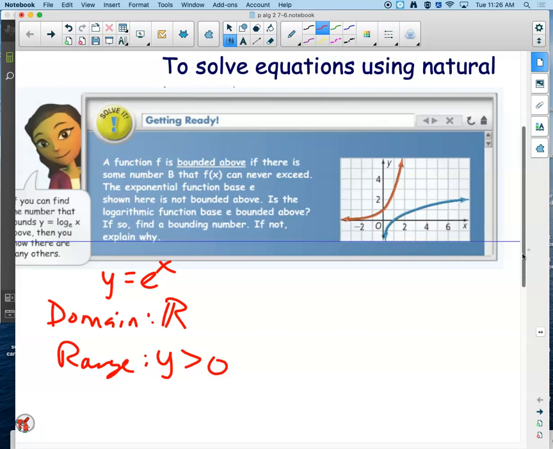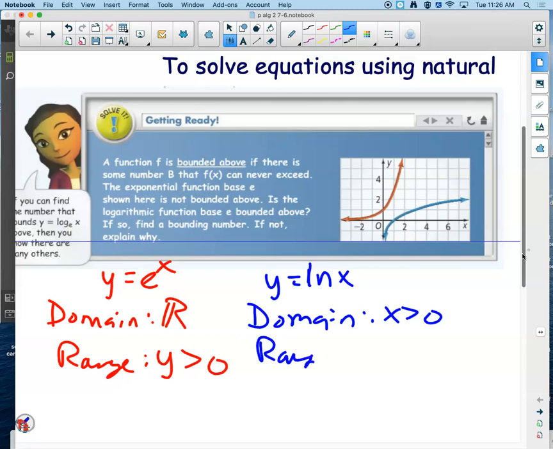So now we're talking about its inverse. The blue graph, y equals the natural log of x. And we learned about inverses that what they do is they flip-flop the domain and the range. So the domain of natural log will be x is greater than 0. And the range will be all reals, because we have to flip-flop what we had for e to the x.